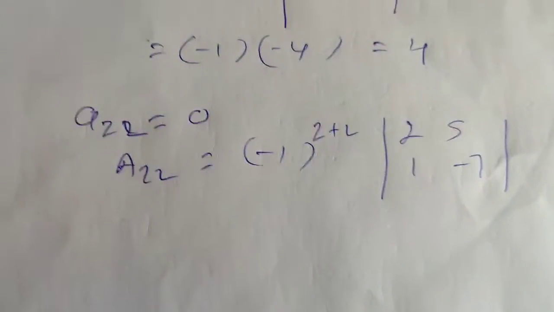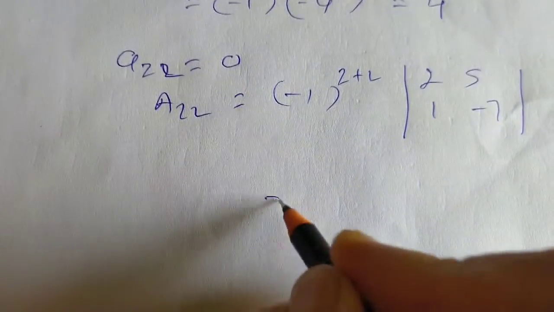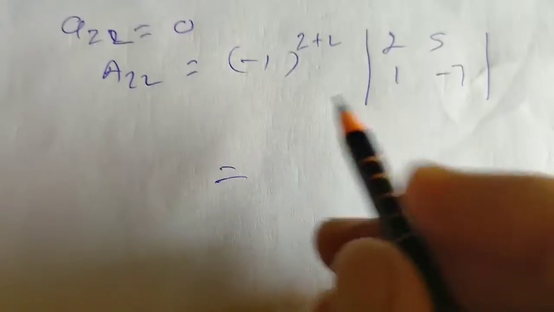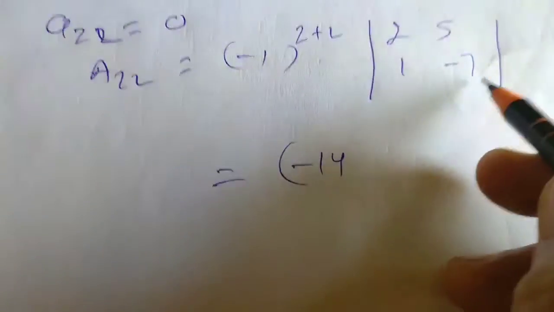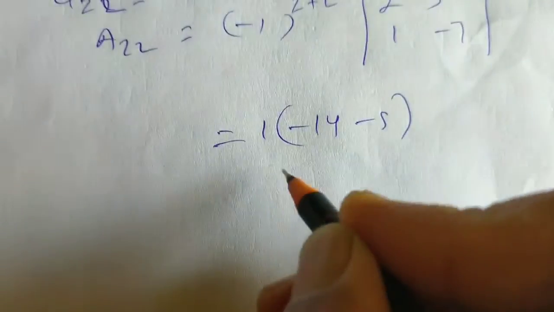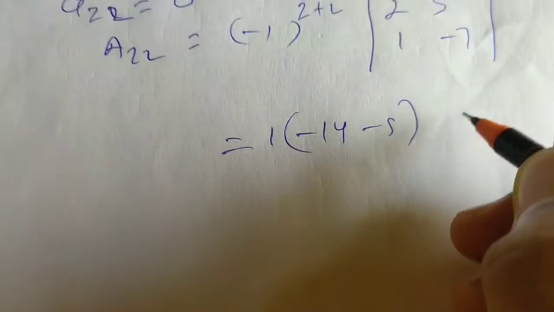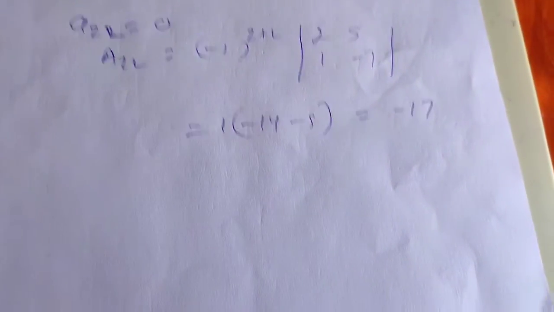So minus 1 raised to 2 plus 2. 2 plus 2 is 4, and 4 is an even number, so this will become positive 1. Equal to 2 into minus 7, that is minus 14, and minus 5 is... So together we will be getting minus 17 for 1.